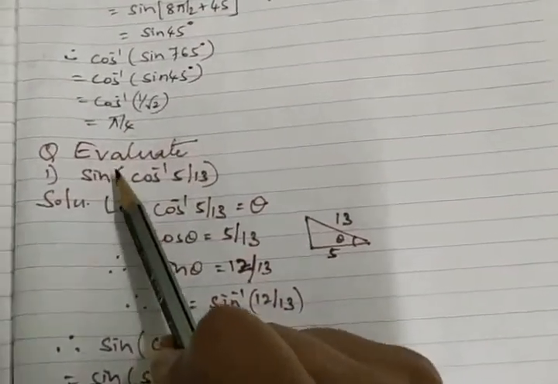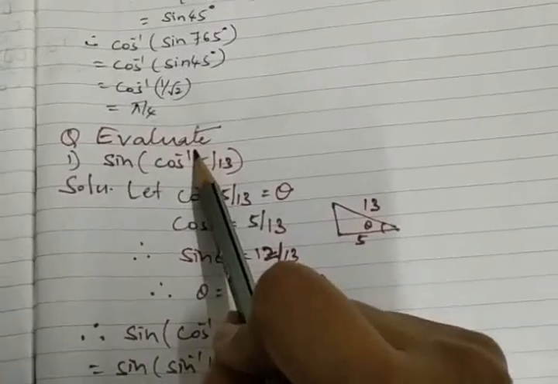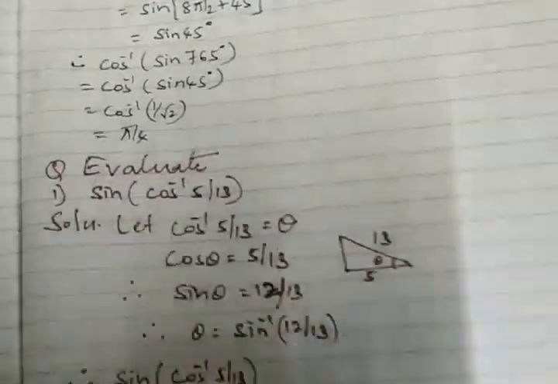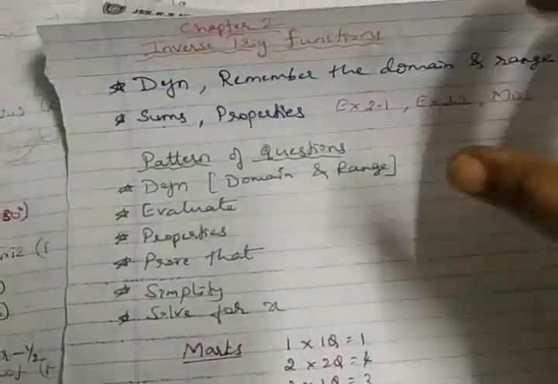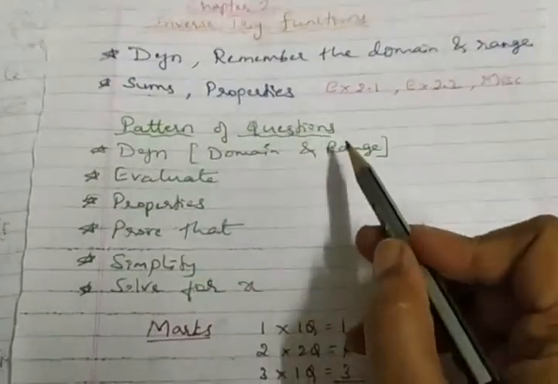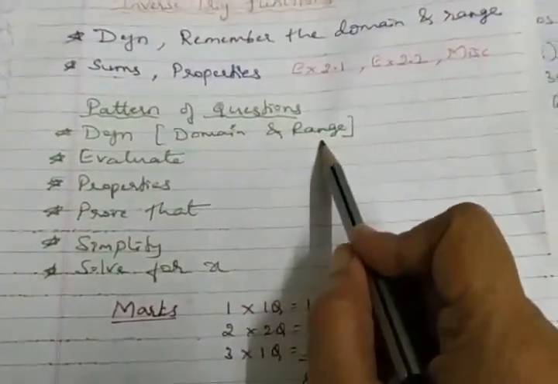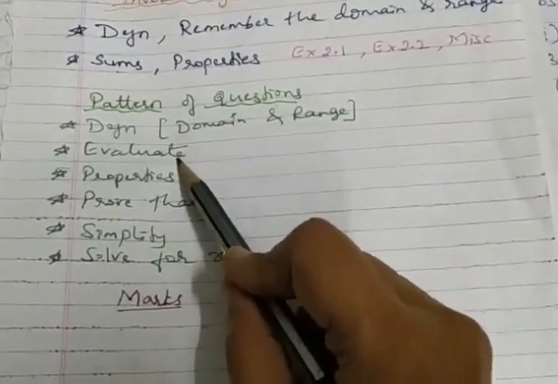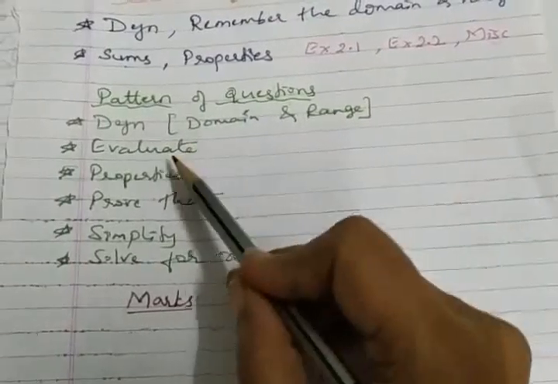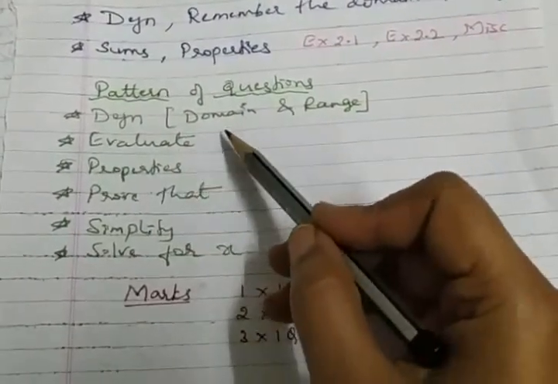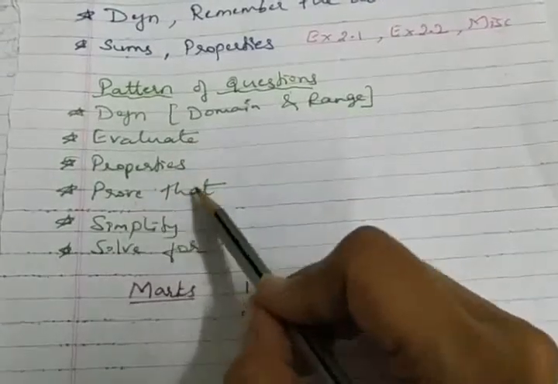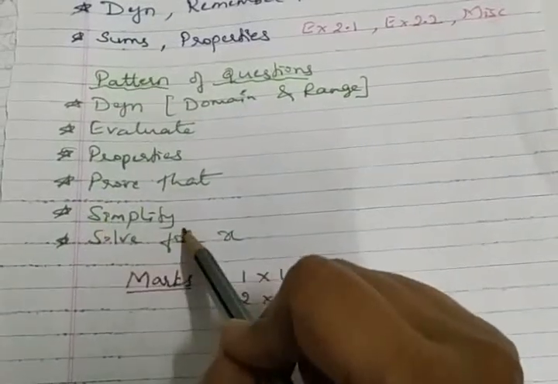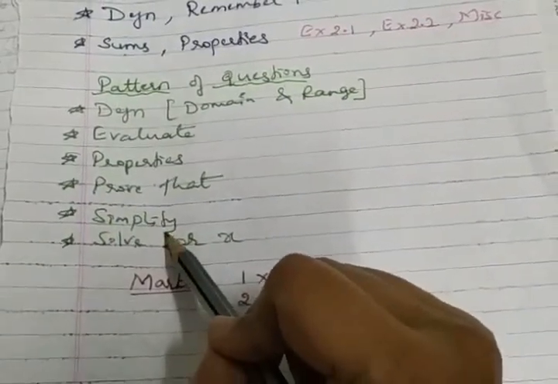Next question, once again one more pattern: evaluate. Right from the beginning I am highlighting the patterns of questions you need to remember in inverse trigonometry. In the first video of this chapter also I gave you the various patterns of questions. Domain and range I already discussed. Right now we are discussing evaluate. In evaluate alone you find many pattern questions. Then properties we have already covered, and through that question you are going to enjoy it. Simplify questions will be helpful for you. The same pattern of question we even expect in calculus also.